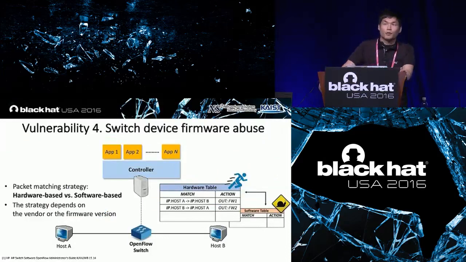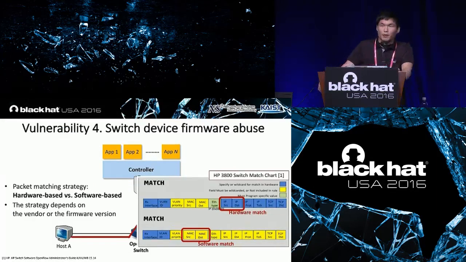Lastly, to degrade the network performance, it is possible to abuse a particular switch firmware that affects the packet matching strategy. Currently, most SDN switch devices implement both hardware-based and software-based flow tables. So if a packet is matched by looking up the software table, it incurs a significant overhead compared to the hardware flow table. Such packet matching strategy might vary depending on the vendor and firmware version.